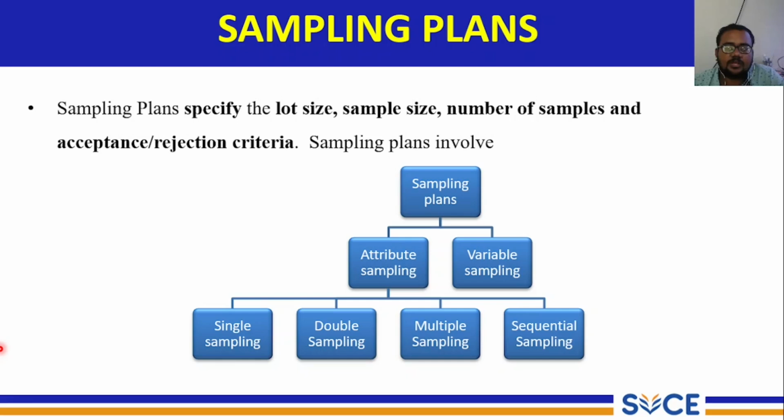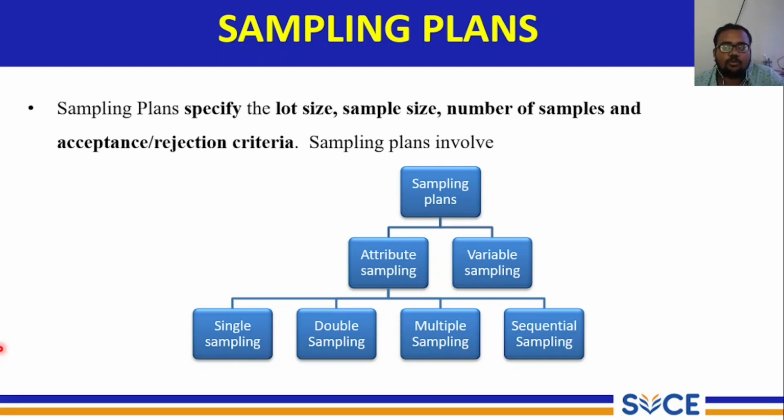Now we'll see about the various sampling plans through which you can go for your inspection. The various sampling plans are specified by the lot sizes, the sample sizes, the number of samples, and also the acceptance or rejection criteria. It is purely about two categories. One is attribute sampling, the other one is variable sampling.